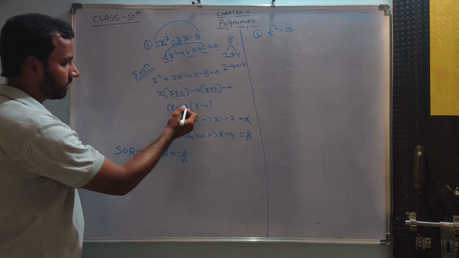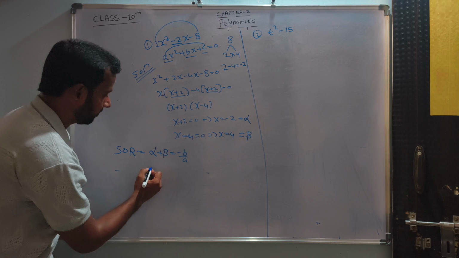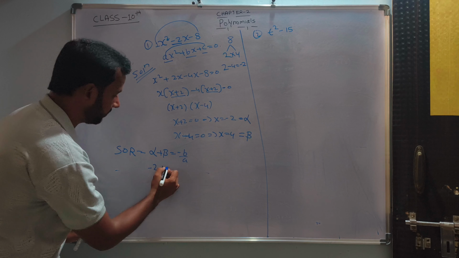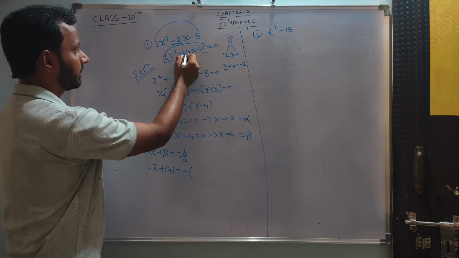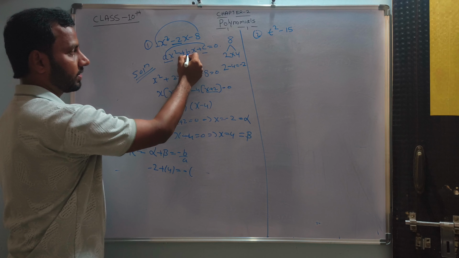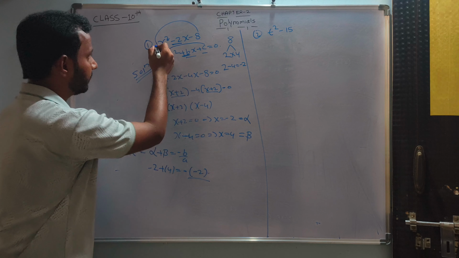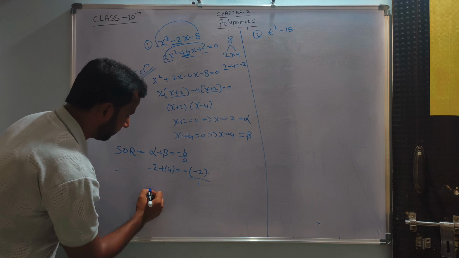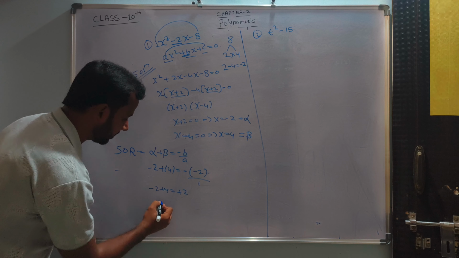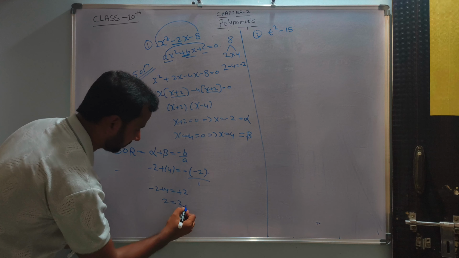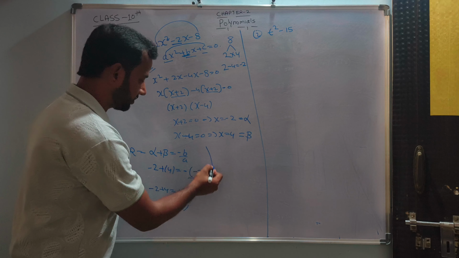Now compare, always compare with the standard quadratic equation. Now what is the alpha value? Minus 2 plus, what is the beta value? 4, equal to minus, as it is. What is the b value here? Minus 2. Compare with the standard quadratic equation, b value is minus 2 here. Now what is the a value? 1. Now minus 2 plus 4 equal to minus into minus, plus 2. Minus 2 plus 4 is 2, equal to 2. Therefore LHS equal to RHS. This is the sum of roots.